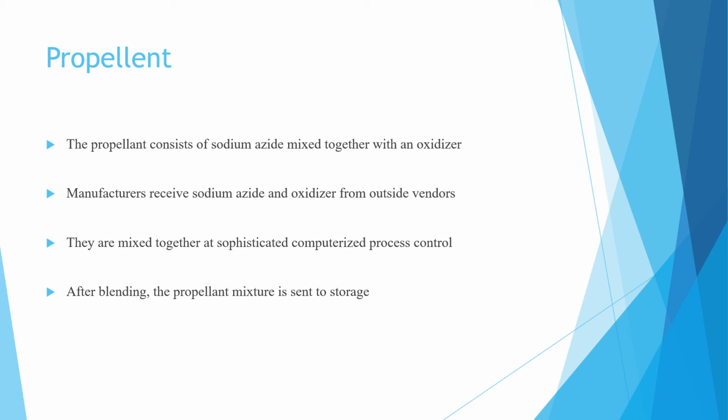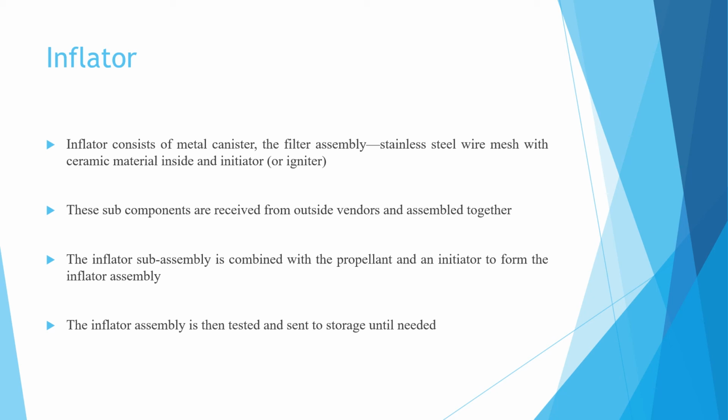Next one is the inflator. The inflator consists of a metal canister, a filter assembly, stainless steel wire mesh with ceramic material inside, and an igniter. These subcomponents are received from outside vendors and assembled together. The inflator subassembly is combined with the propellant and an initiator to form the inflator assembly. The inflator assembly is then tested and sent to storage until it is needed.